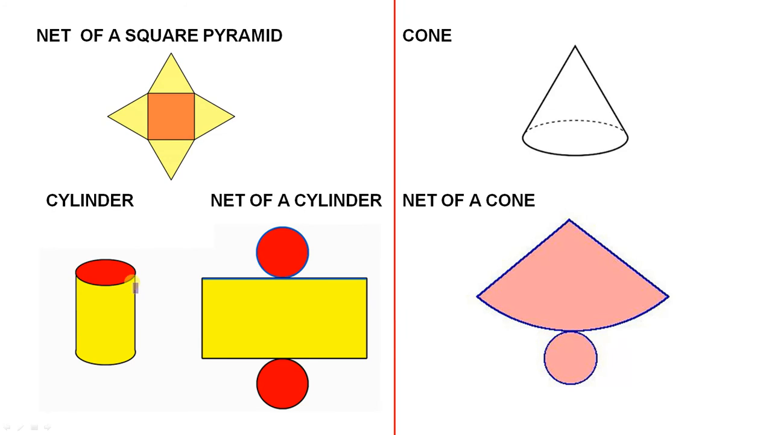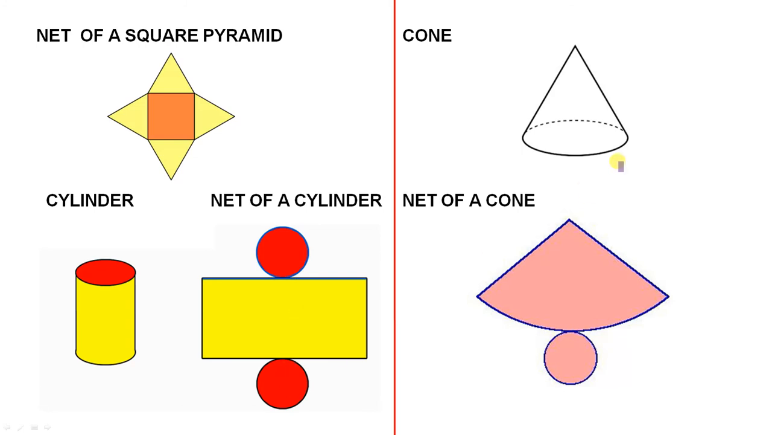The cylinder is very interesting. You notice that the top of the cylinder is a circle, the bottom's a circle. That's a curved surface there, but once it's opened up, it's actually a rectangle. And there are the base and the other part, the top part.